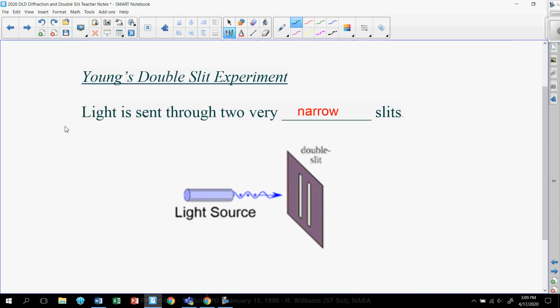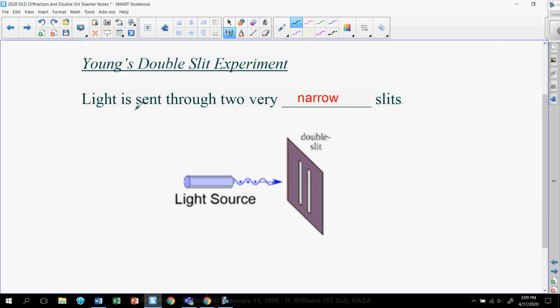What happens here is that light was sent through two very narrow slits that were really close together. This is exaggerated. The two slits are less than a millimeter apart, and they are very narrow, a tiny fraction of a millimeter, but enough for the light to go through. The light's going to go through both of these. Now, here's kind of what would tell us.